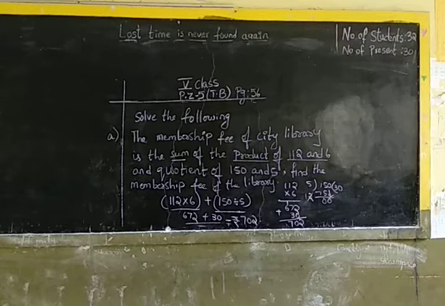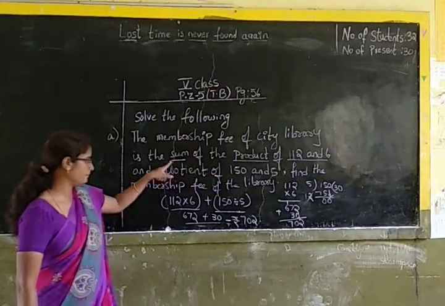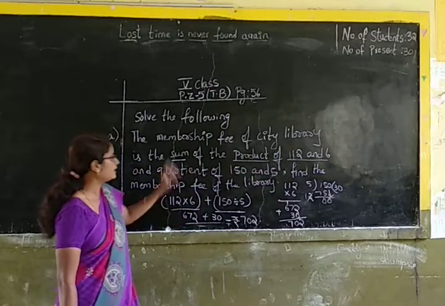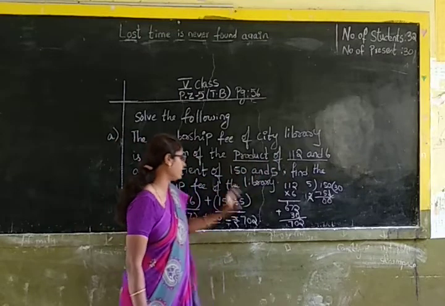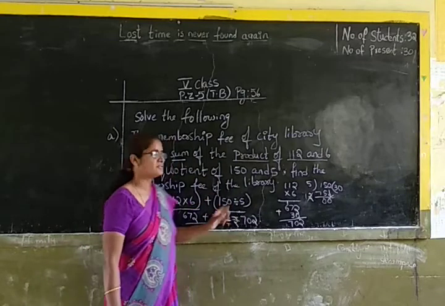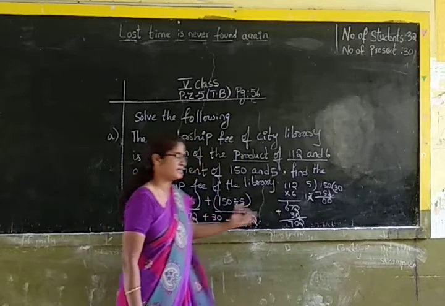So what you have to do is find out the sum of the product of 112 and 6 and the quotient of 150 and 5. Product means multiplication. Quotient means you have to do division. So here 112 times 6 is 672.